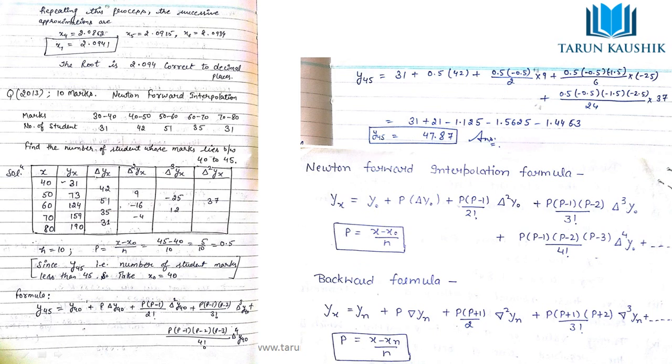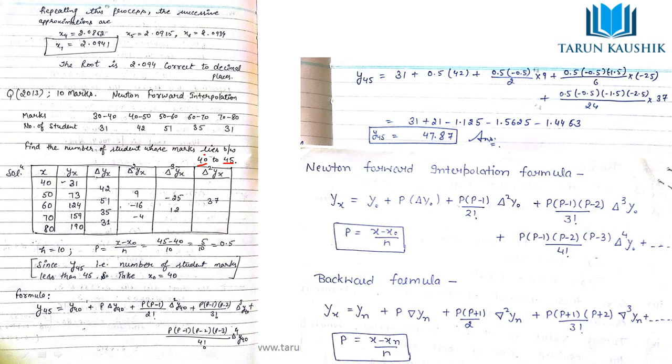What was the question? In 2013 a question of 10 marks was asked from this Newton forward interpolation. The question was: marks are given, that between 30 to 40, 31 candidates have scored; 40 to 50, 42; and 51 and 35 and 31 for subsequent marks have been got by the number of students. So we are required to find out the number of students who have scored marks between 40 to 45.